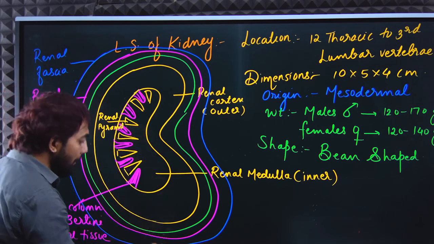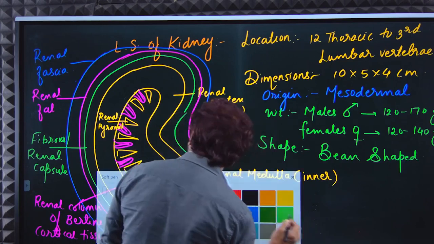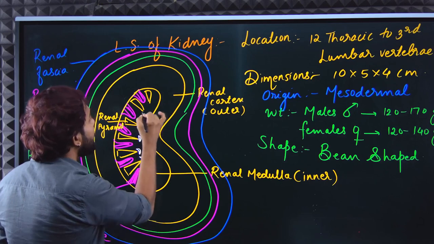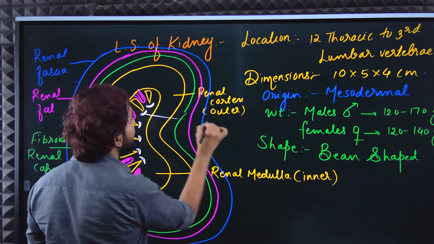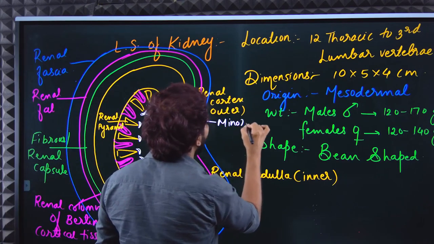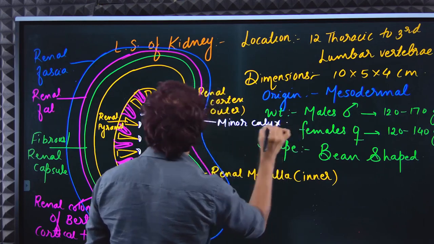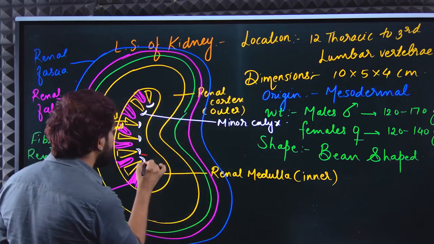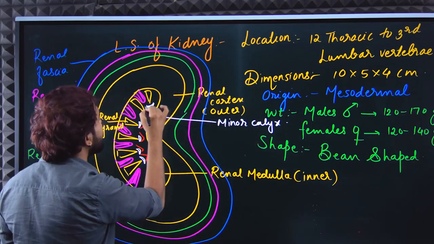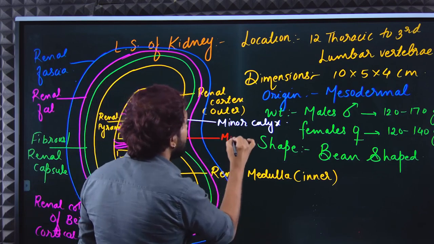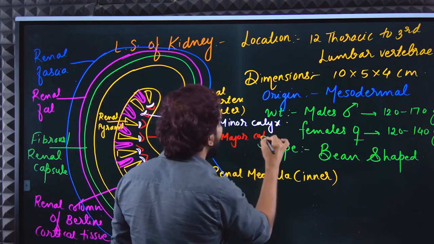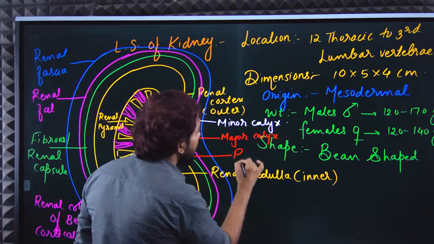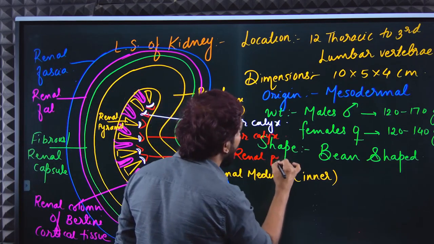Then you have a structure this way. These are the minor calyces, or minor calyx. Then you have again a pointed structure this way. These are major calyces or major calyx. Minor calyces, major calyces, and this open space is called renal pelvis.